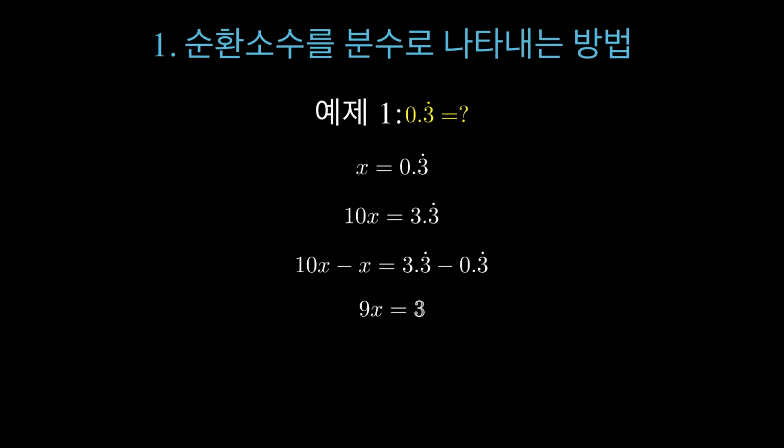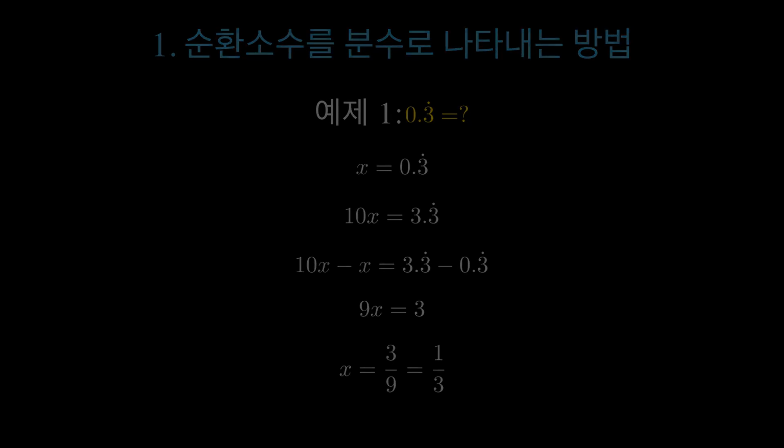Now let's subtract the first equation from the second one vertically. Subtracting x from 10x leaves us with 9x on the left-hand side. What about the right-hand side? Since the repeating parts 3, 3, 3, 3 and so on, after the decimal point are completely identical, they magically cancel each other out entirely, leaving only the integer 3. 9x equals 3. Dividing both sides by 9 gives x equals 3/9, which simplifies to 1/3. It's an amazing method that turns infinity into something finite.